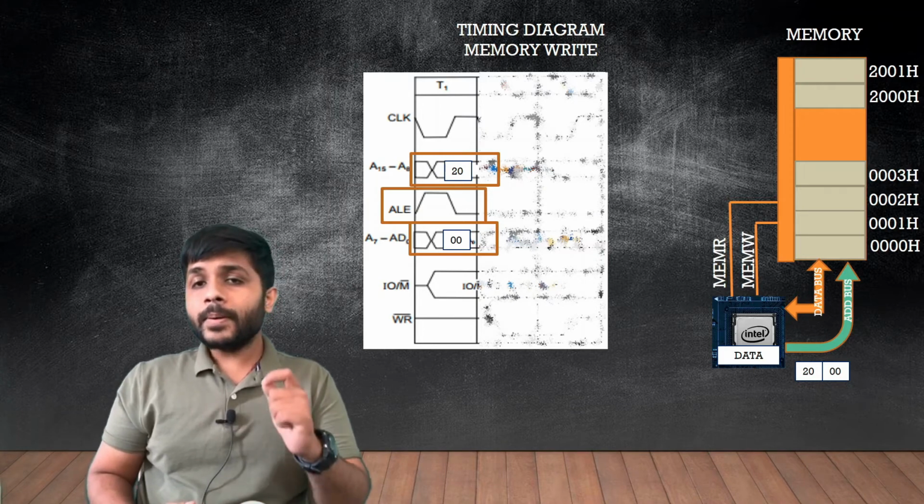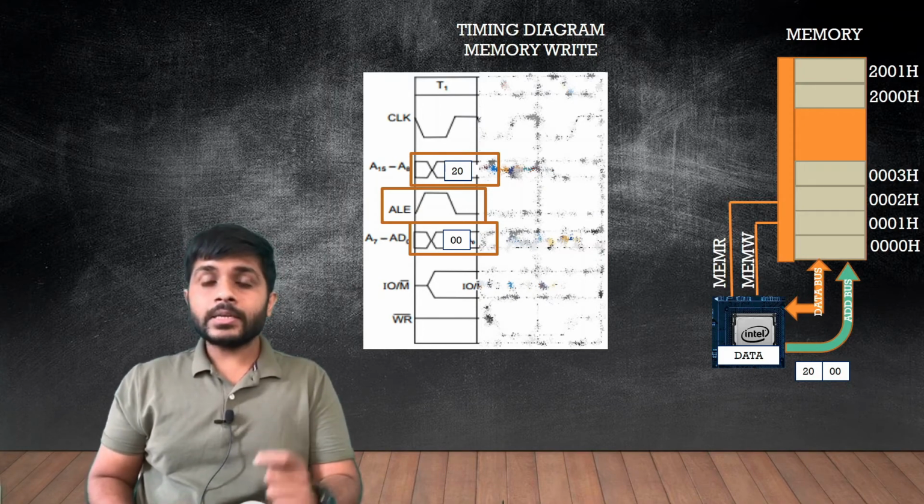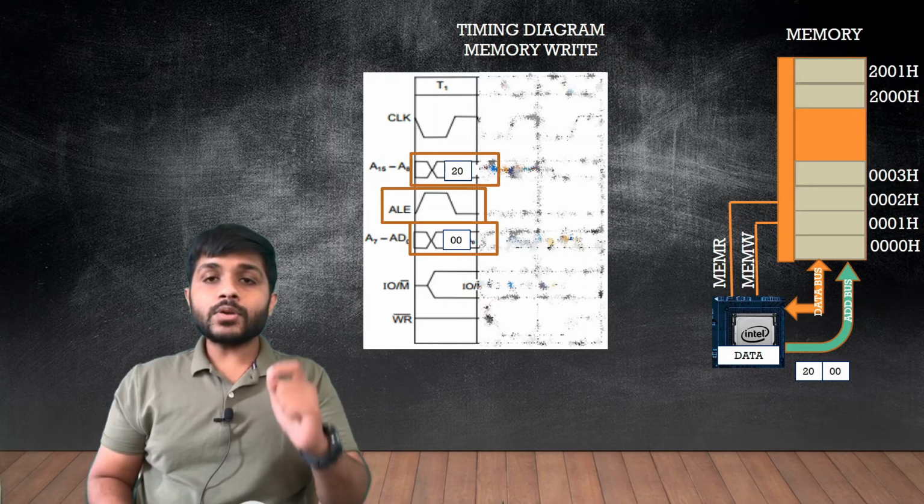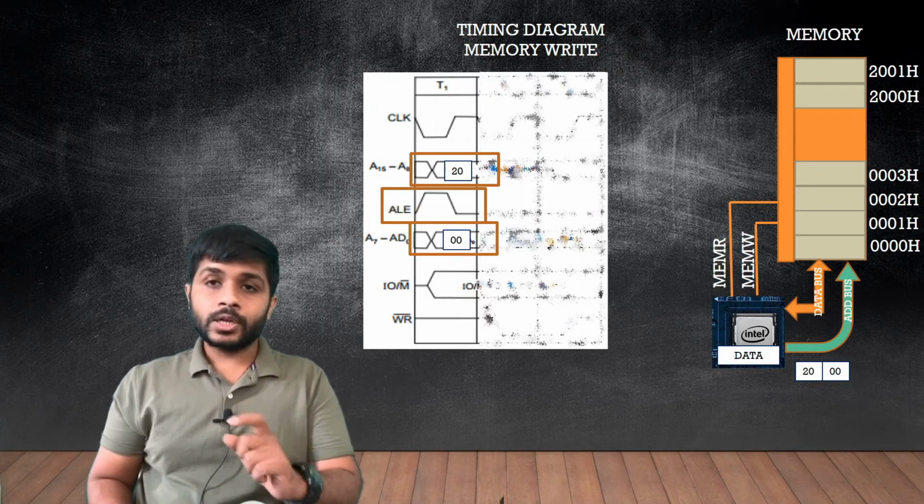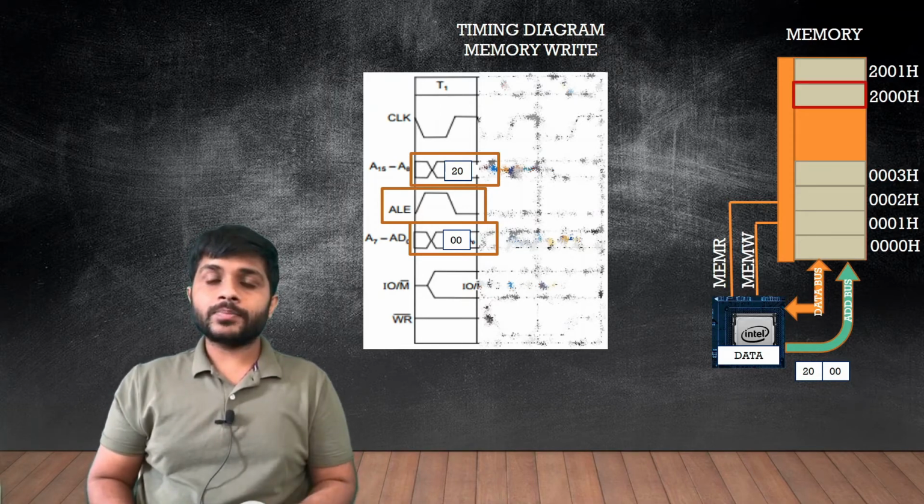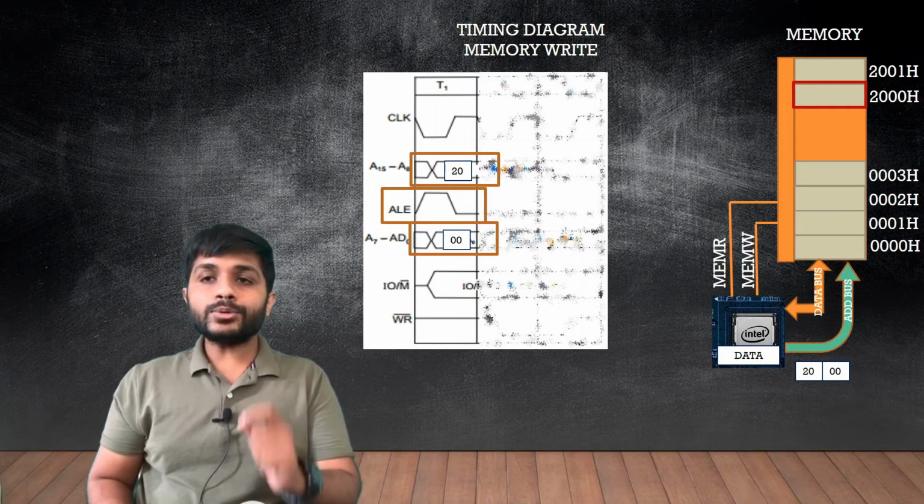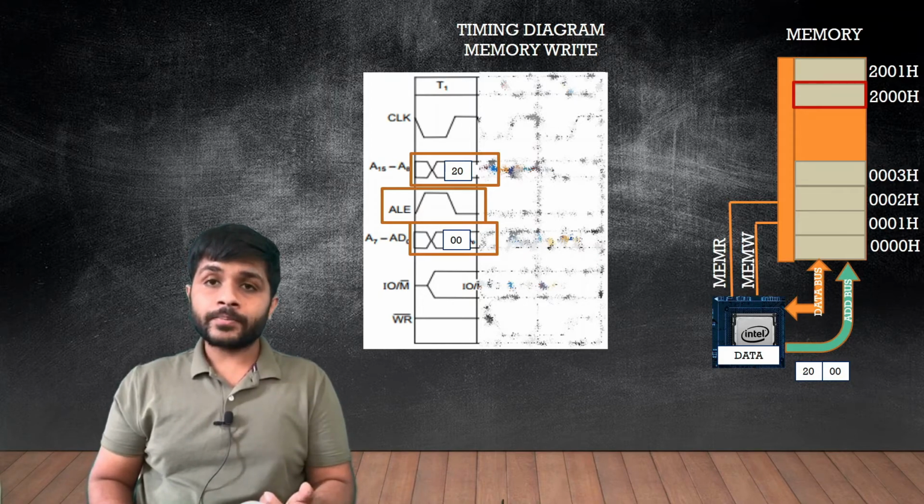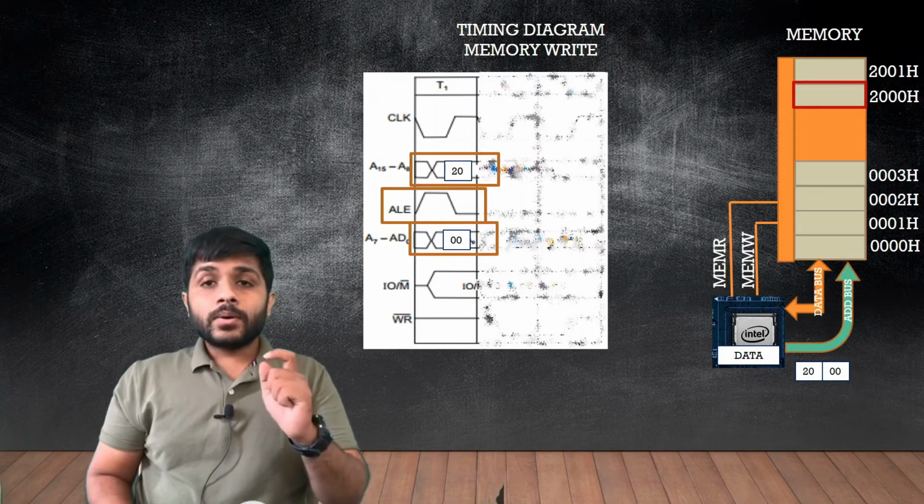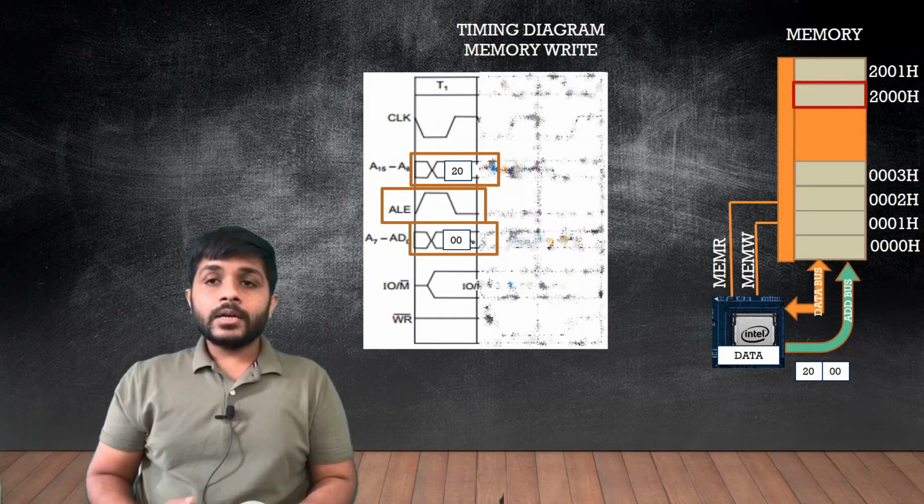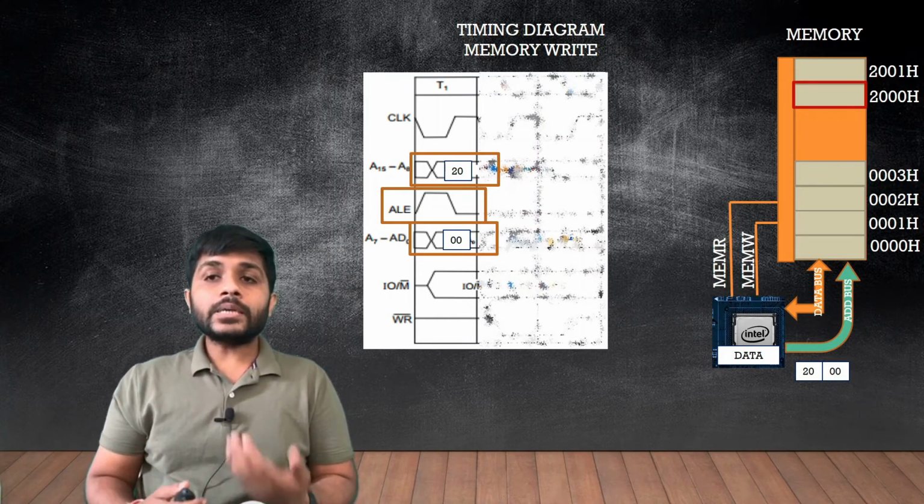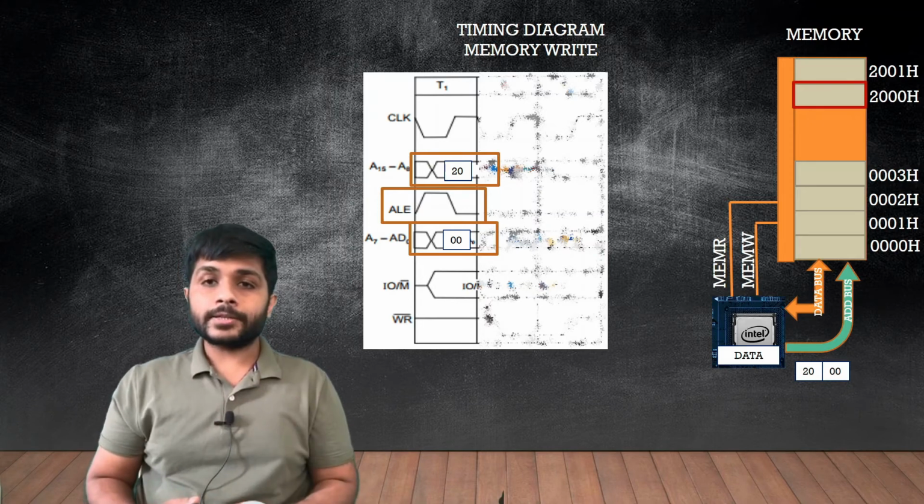Now when the memory receives the address, it understands that the processor wants to select that particular address. So memory will select that address. You can see that the address 2000H is selected. Now the particular address is selected. Now the processor has to write some data to that selected address. Now let's see how it's done.